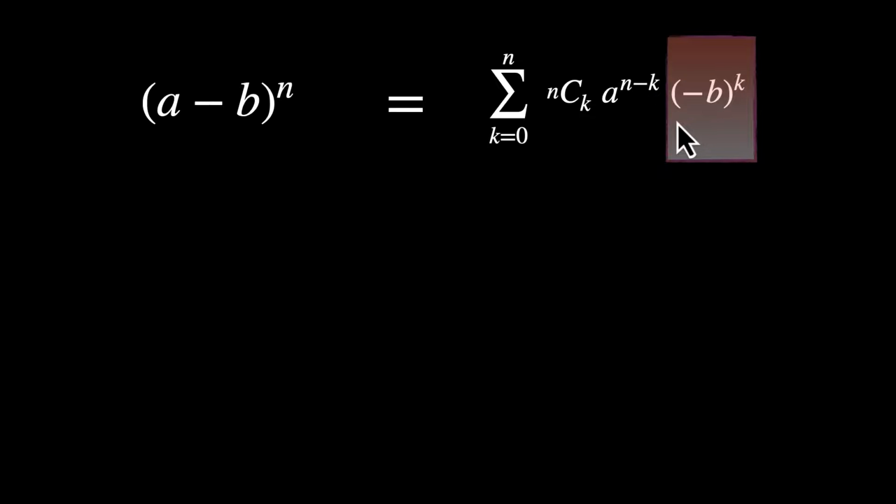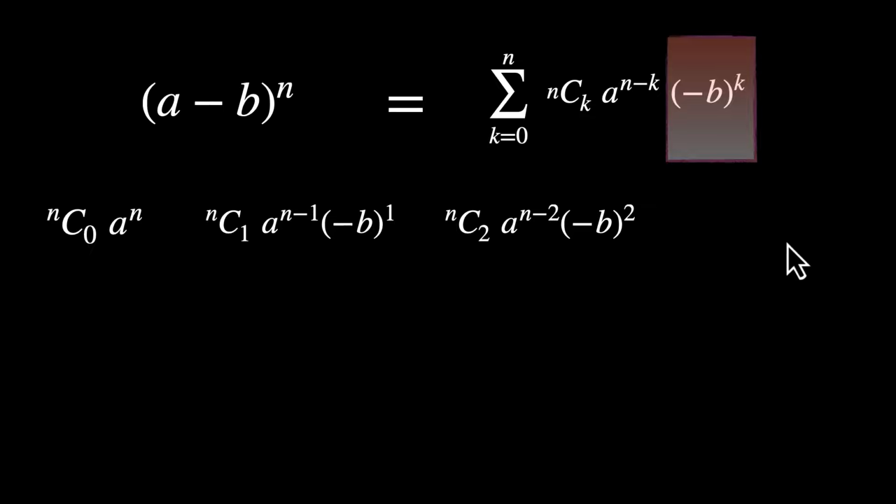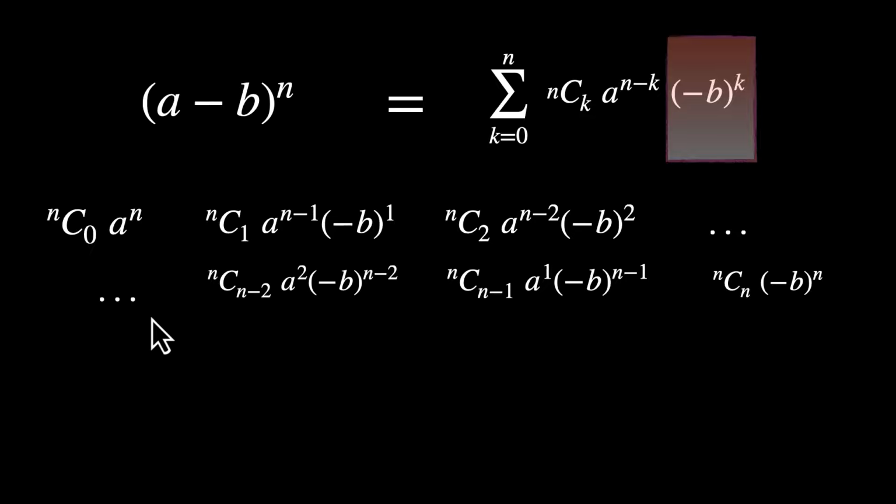So let's see how this changes the expansion. The first term is nC0 a^n, because there's no b, so nothing to worry about. The next term is nC1 a^(n-1), and for b, we have -b. So this becomes (-b)^1. The next term will be (-b)^2, and so on. The last few terms will look like this. Everything remains the same except b, because for b, we have -b. Adding all of them up will give us the expansion.